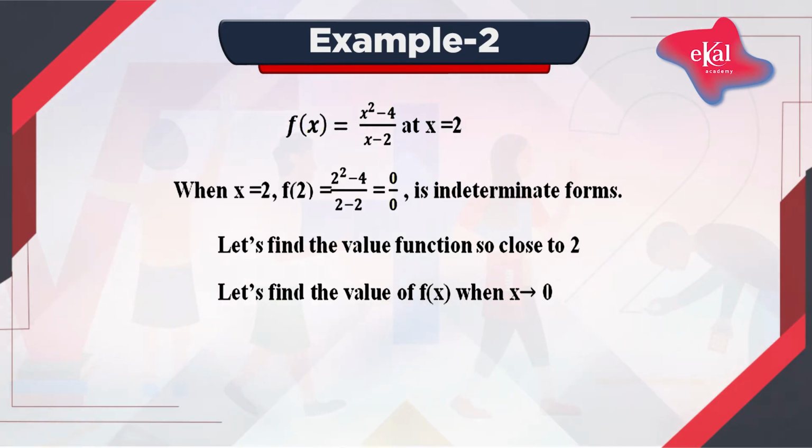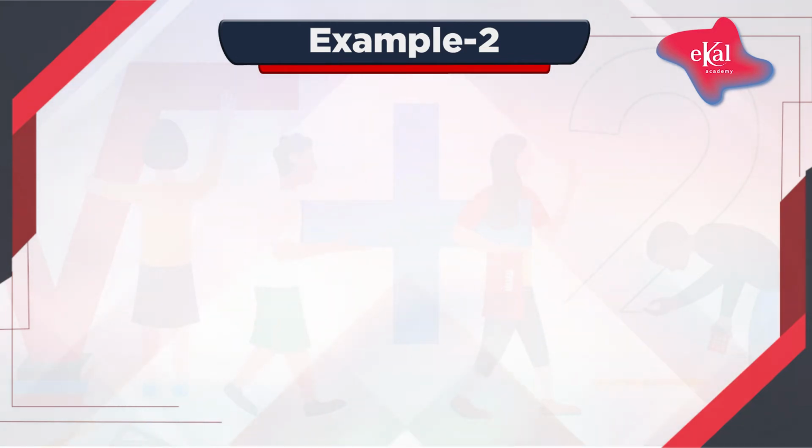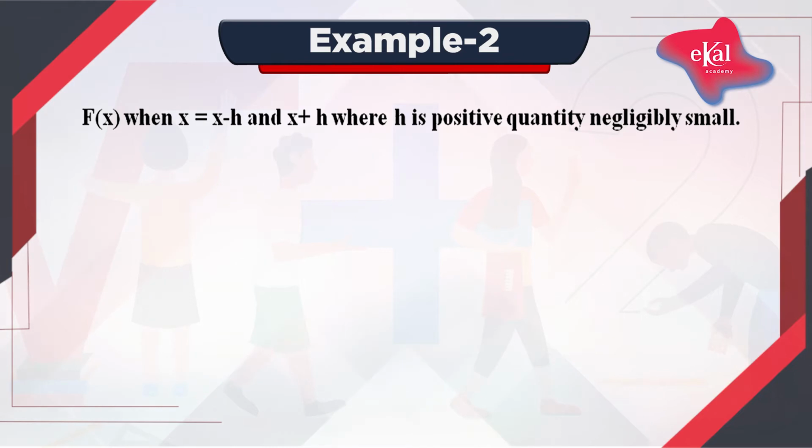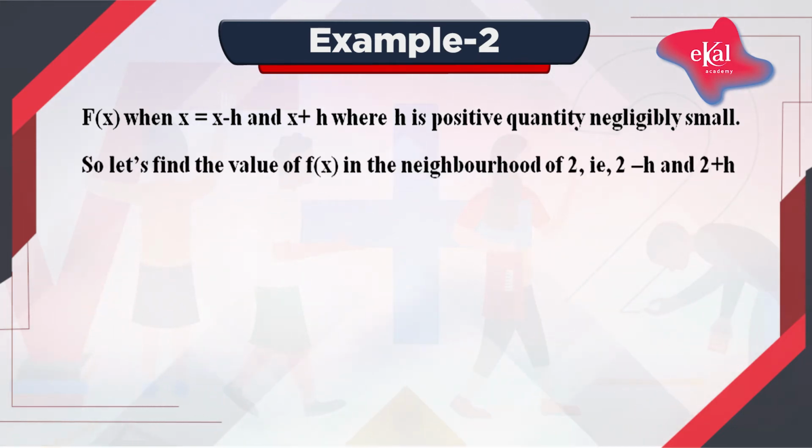For example, you can say 2 minus h and 2 plus h, where h stands for a small positive quantity. h is greater than 0, but it is negligibly small. So look at the situation now. f of x, we are finding the value of the function at x equal to 2 minus h. So what will be that? f of 2 minus h.